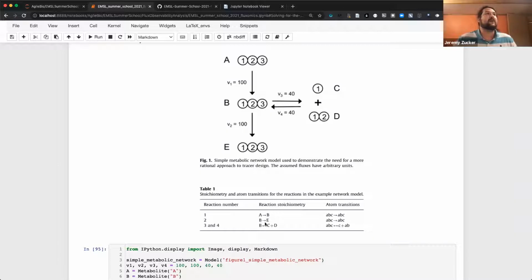But for B going to E, it's also just 1, 2, 3 goes to 1, 2, 3. That's straightforward. But this last one's a little trickier. It says B goes to C plus D, but in particular, the C metabolite, so number 3 here, goes to C, and 1 and 2 go to D. These additional atom transitions are really what's critical in being able to recover what the flux of V4 is going to be.